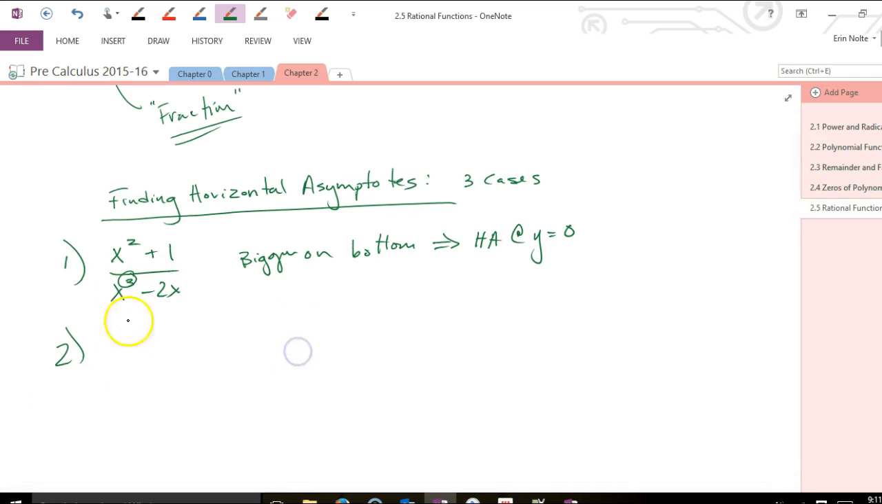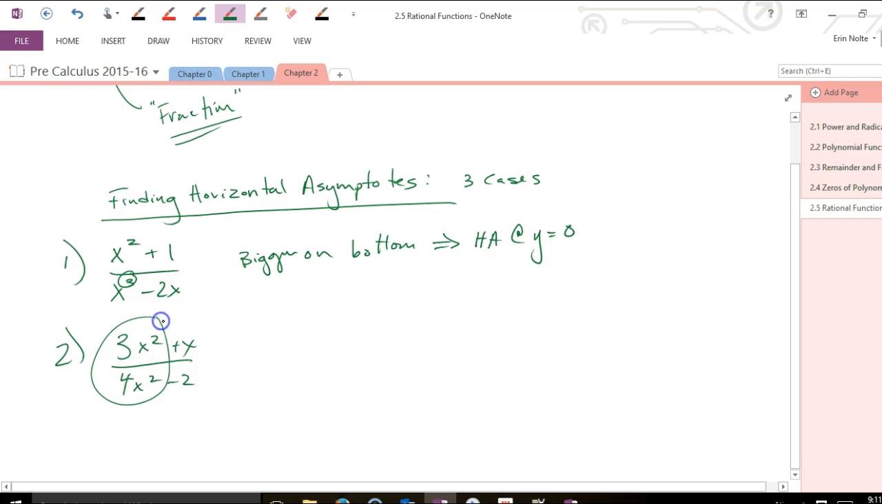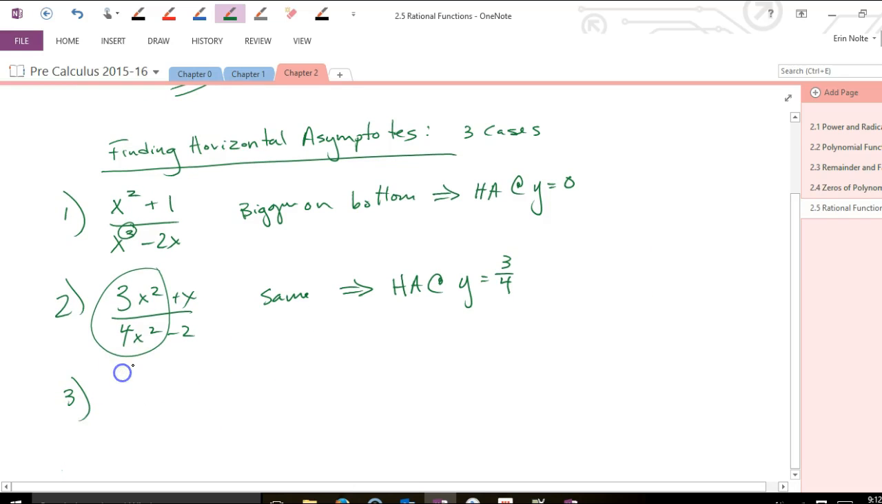In the second case, when you have something like 3x squared plus x over 4x squared minus 2, looking here, when they're the same, that implies you have a horizontal asymptote at y equals 3/4. You're looking at the values that are in front of those biggest exponents. So the 3 is in front of the x squared and the 4 is in front of the x squared, for the 3/4.